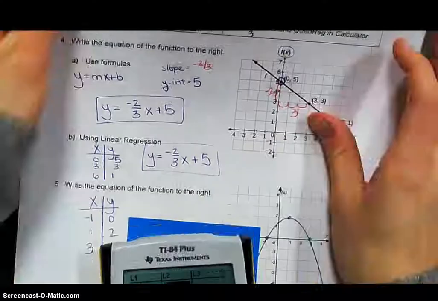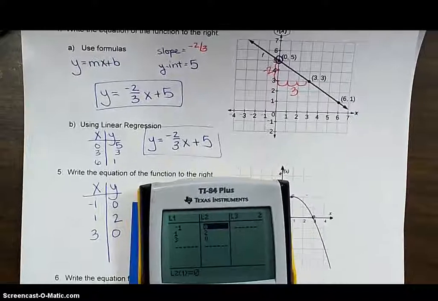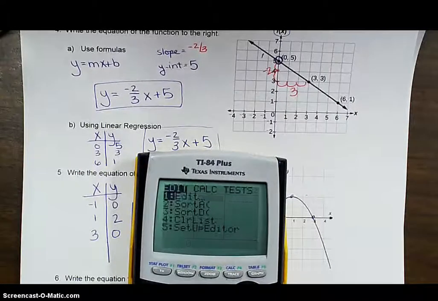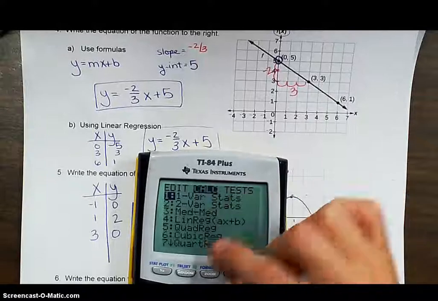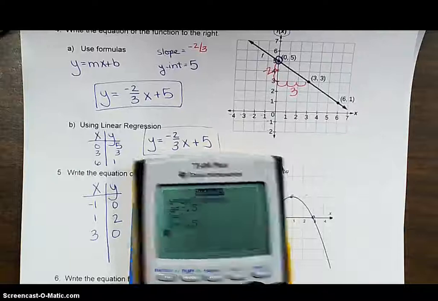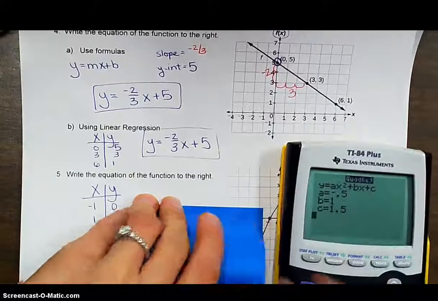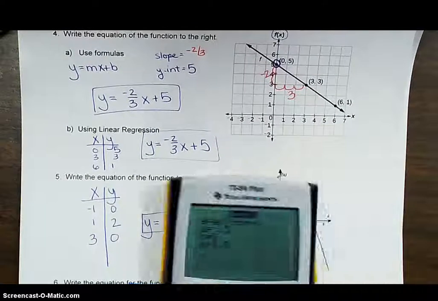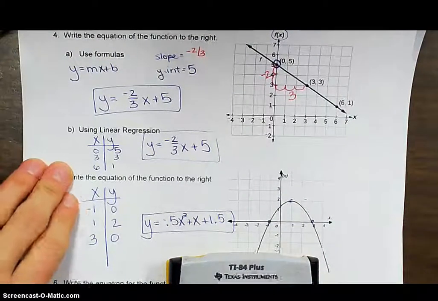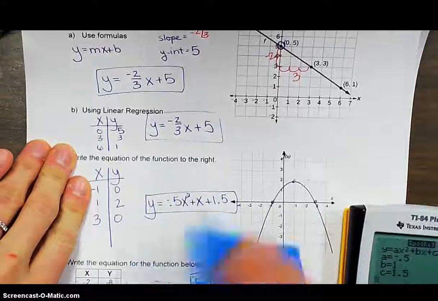So in the calculator, I've already gone and put these values into my calculator. So now I'm going to go over to Stat, Calculate, and this time I'm going to go down to choice 5, which is quadratic regression. Go down to Calculate, and we've got our solution. So we're going to end up with the equation, all right, -0.5 x squared plus x plus 1.5. All right, let's take a look at the last question, number 6.